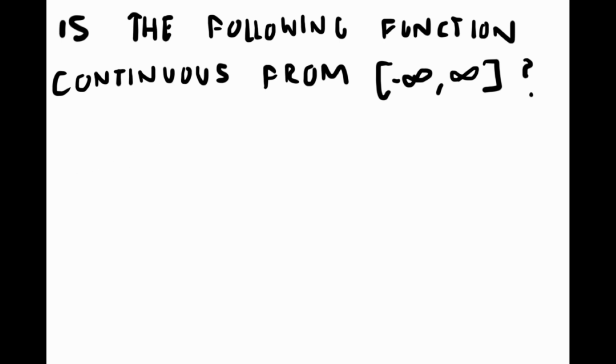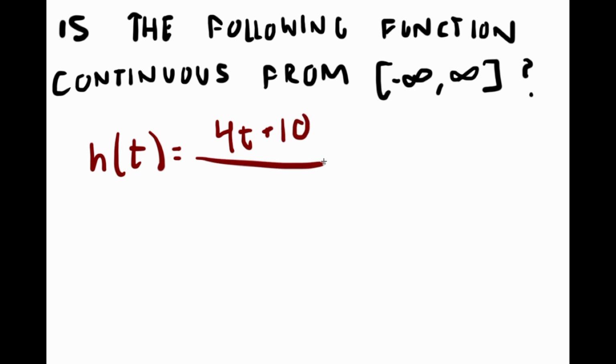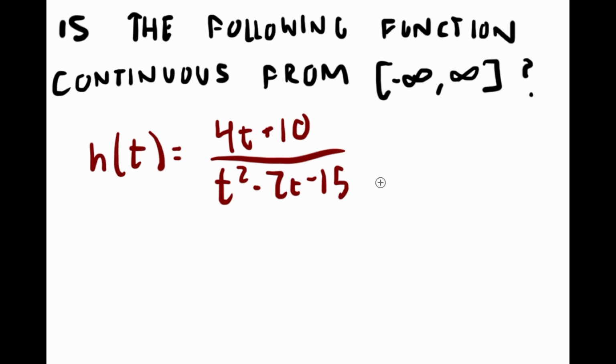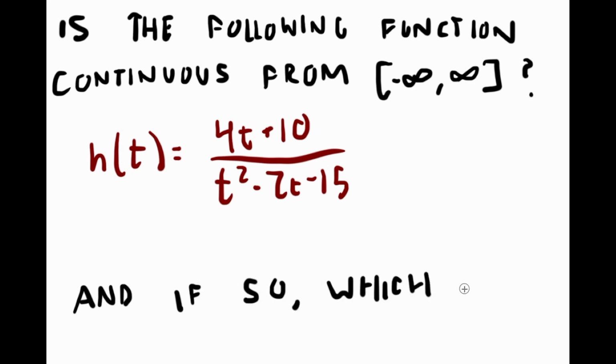And we'll say h of t is equal to 4t plus 10 divided by t squared minus 2t minus 15. And if so, which points are discontinuous?